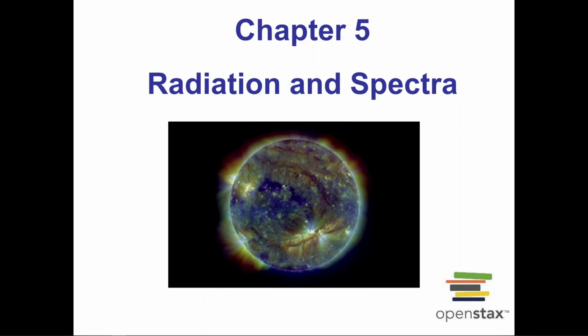Hello everyone, today we are going to talk about chapter 5, Radiation and Spectra. You can see this is a picture of the sun taken at several different wavelengths of ultraviolet, which our eyes cannot see. The color code reveals activity in our sun's atmosphere that cannot be observed in visible light. This is why it is important to observe the sun and other astronomical objects in wavelengths other than the visible band of the spectrum.